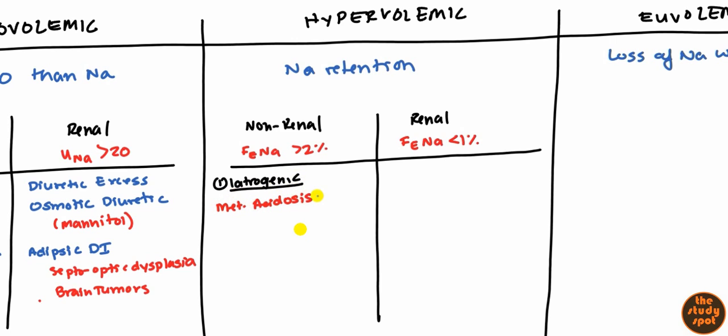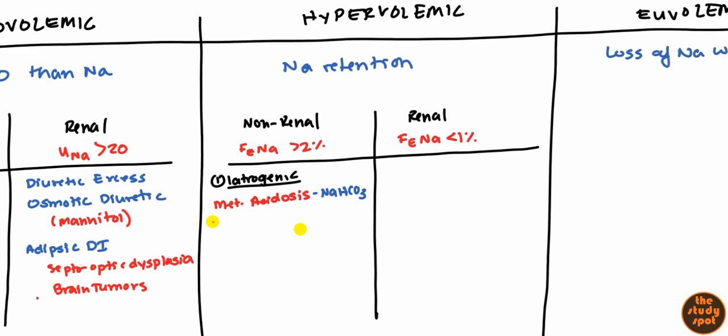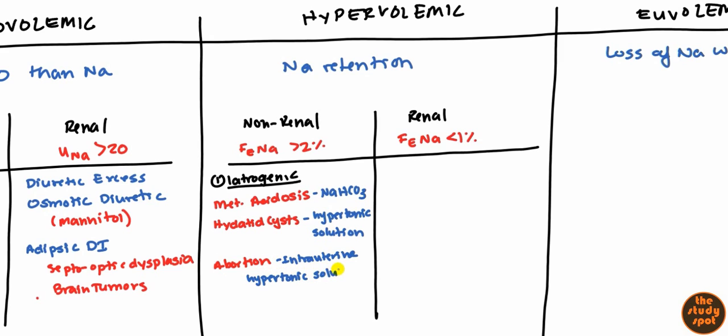Sometimes when we're treating metabolic acidosis, you give the patient sodium bicarb, and of course sodium bicarb has sodium in it, and so that sodium, oftentimes if you treat too much, can lead to hypernatremia. Hydatid cysts, which occur generally in the liver, when they treat them with hypertonic saline solution, that helps dehydrate the cyst. So oftentimes that can be absorbed into the vessels and then lead to hypernatremia. Abortion as well. In abortion, they tend to use intrauterine hypertonic solution, and again, that can be absorbed into the vascular system and then lead to hypervolemic hypernatremia.